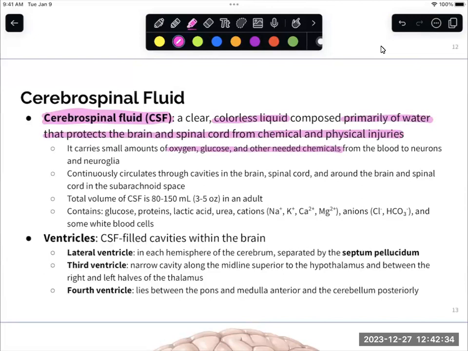This cerebral spinal fluid is constantly circulating around the brain, the spinal cord, through the different ventricles that I had mentioned before, and I will mention here again shortly. So this cerebral spinal fluid is constantly moving through, and it is found in the subarachnoid space.